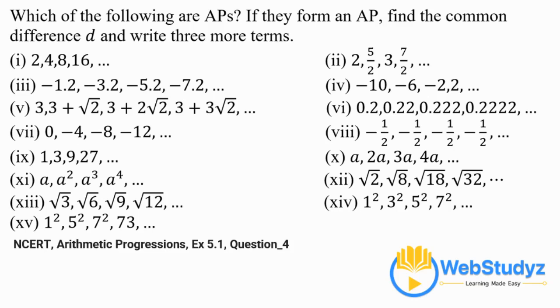So this way we have identified which series are APs, which are forming arithmetic progression, by calculating the common difference. After that we have found out the three more terms for the series which are forming the arithmetic progression. So hope you understand it well.